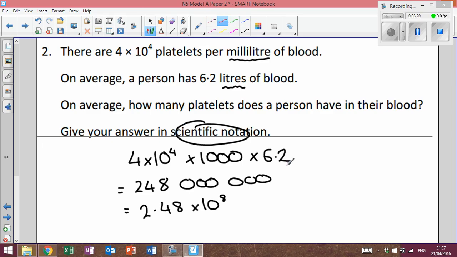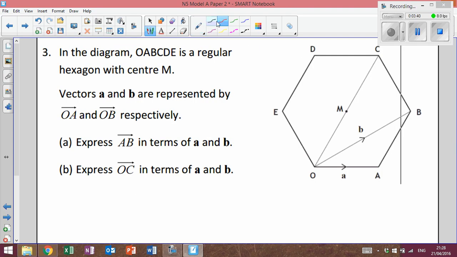Marking for this, you'll get 1 for the right sum, which is probably going to be a tricky bit because of that 1,000 there. The second mark will be for getting the correct answer, and then your third mark will be for turning it into scientific notation. In fact, just thinking, I don't know if you will get a second mark, it may just be a 2-mark question there. Either way, the scientific notation part is an important part.